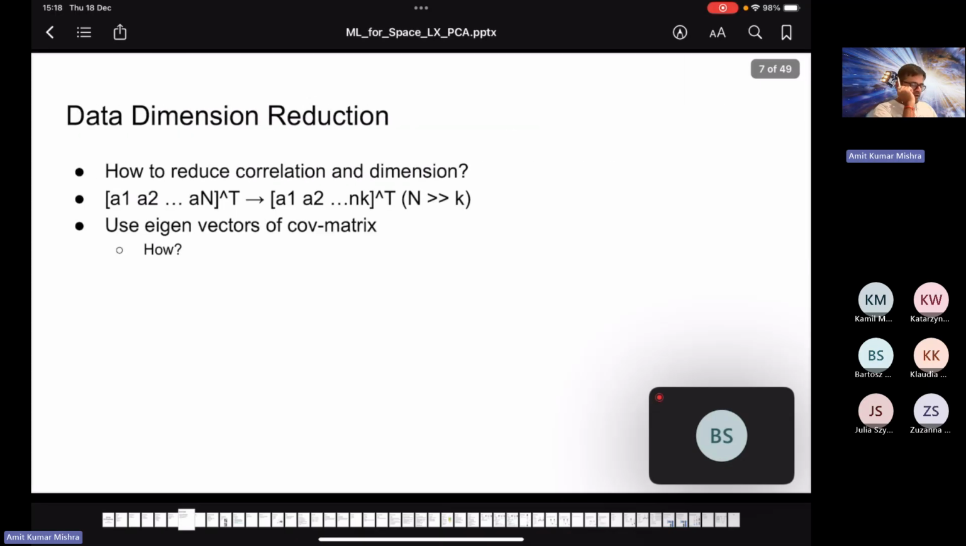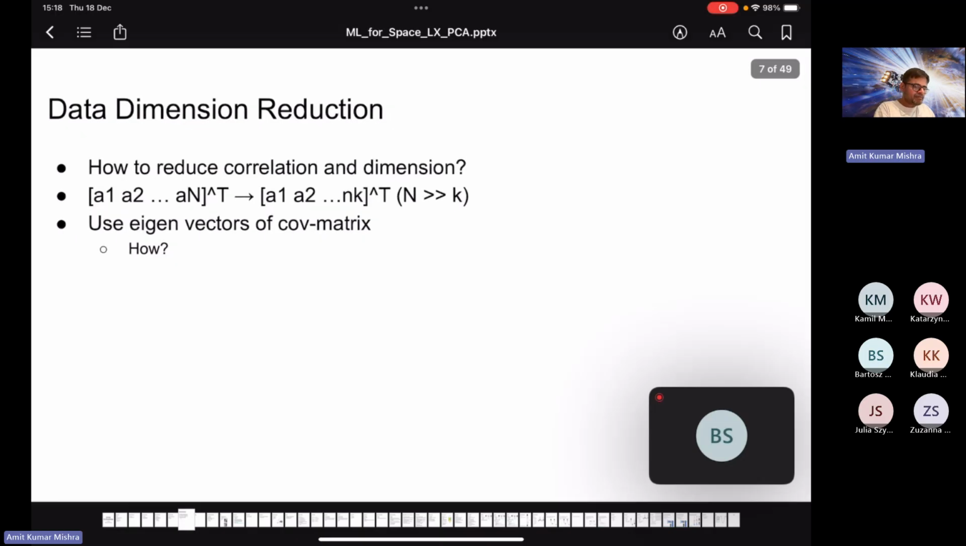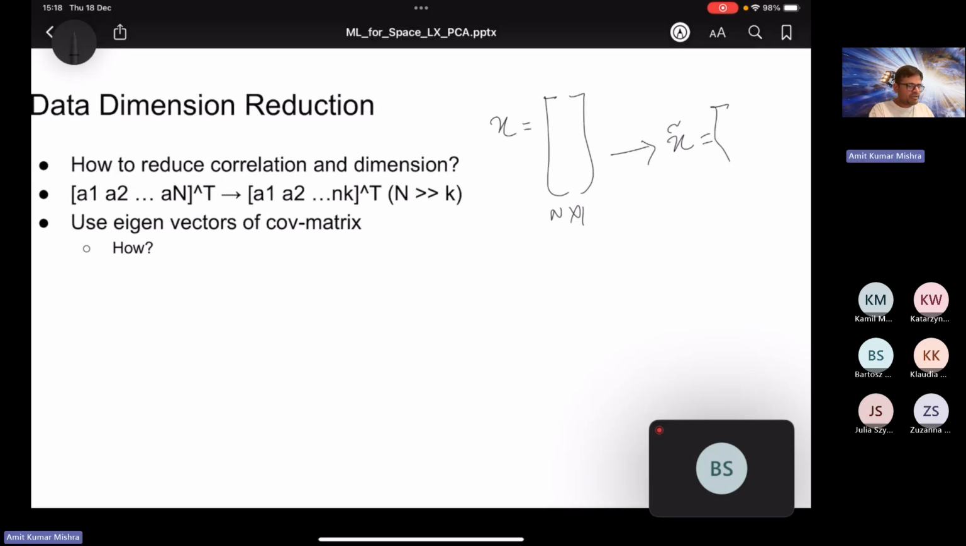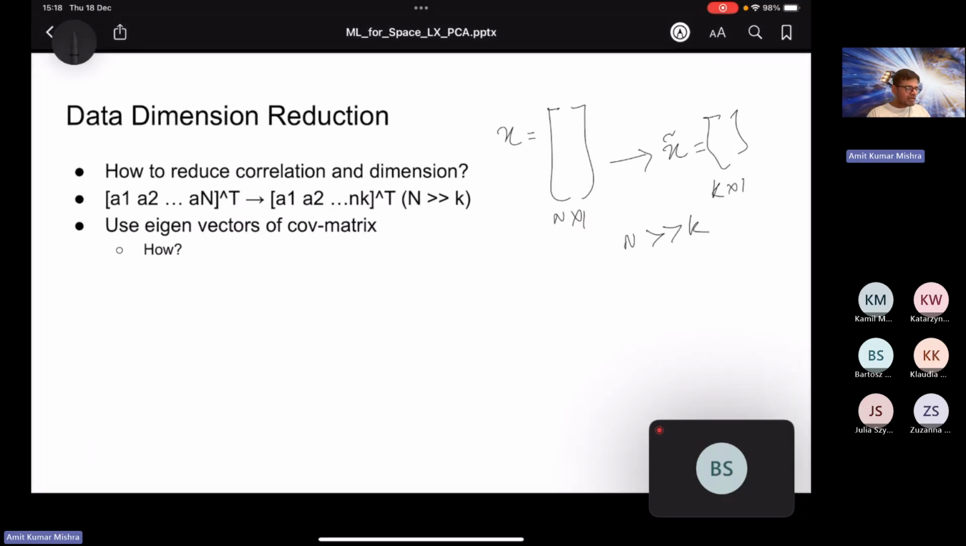Okay, and roughly speaking, what we want to do is that we have got x, whose dimension is n cross 1. I want to convert that to some x tilde, whose dimension should be k times 1, where n is much larger than k. So I want to reduce the dimension of this original data x. Right? How do you do that?